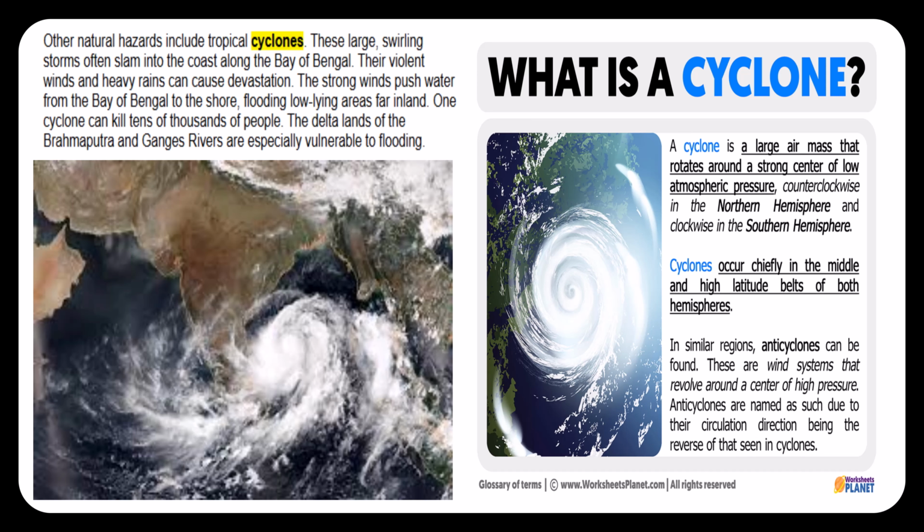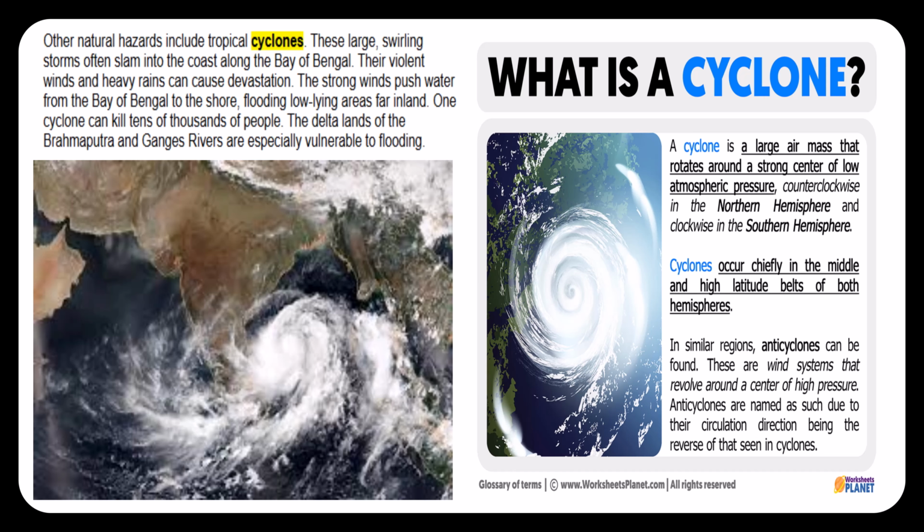Other natural hazards include tropical cyclones. These large, swirling storms often slam into the coast along the Bay of Bengal. Their violent winds and heavy rains can cause devastation. The strong winds push water from the Bay of Bengal to the shore, flooding low-lying areas far inland. One cyclone can kill tens of thousands of people. The delta lands of the Brahmaputra and Ganges rivers are especially vulnerable to flooding.